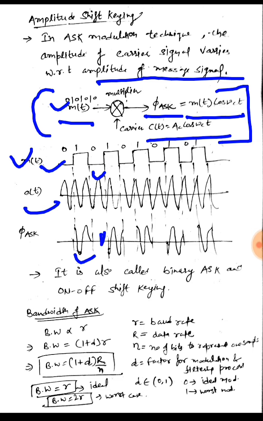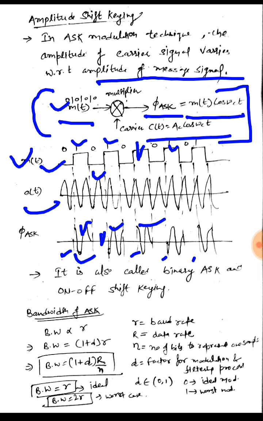So when the values are high, that is 1, we would get the carrier signal, and when the message signal is 0, we would get nothing over there. So this is how the amplitude of the carrier is depending upon the message or the information.